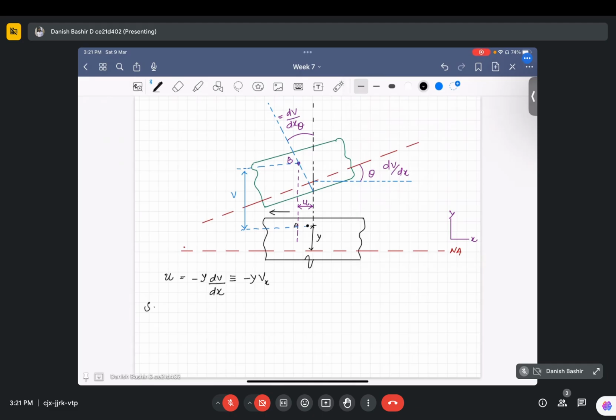Also from the strain displacement relationship, we know that strain epsilon x is the gradient of displacement, du by dx. So I can replace u by this and write d by dx of minus y dv by dx. It is minus y d2v by dx square, or equivalently minus y v subscript xx. You keep these expressions in mind. And from Hooke's law I can directly write stress sigma x to be equal to E epsilon, where I am choosing E to be constant.